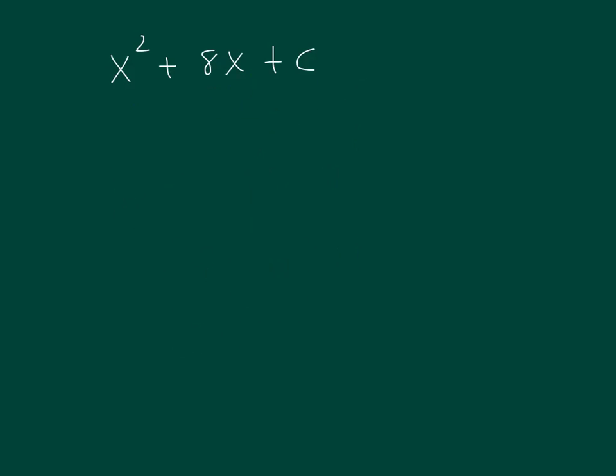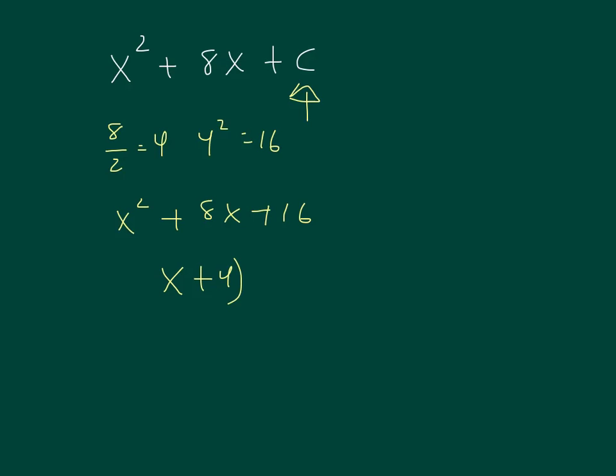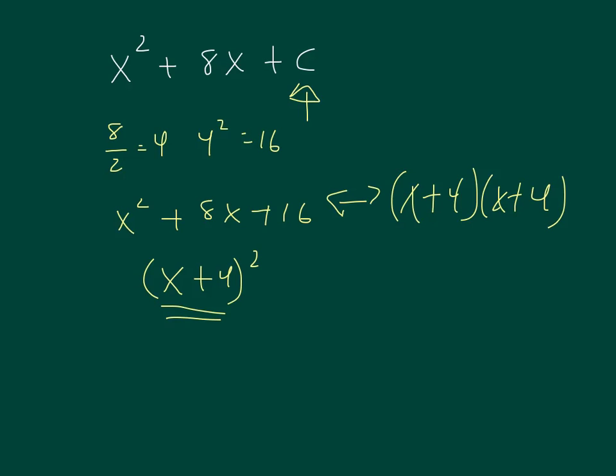Let's try another one. What's the value of c that makes this work out to be a perfect square trinomial? Well, half of 8 is 4. 4 squared is 16. So x squared plus 8x plus 16 is a perfect square trinomial, x plus 4 all squared. If you square this out, x plus 4 times x plus 4, you'll end up with that. Those are two similar expressions of the same value.